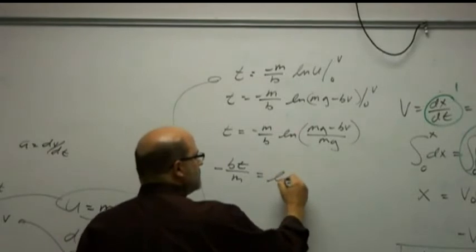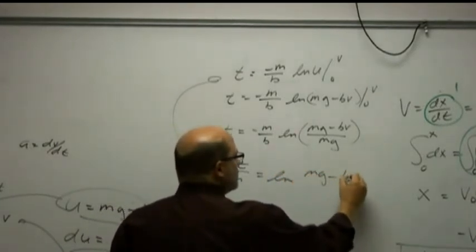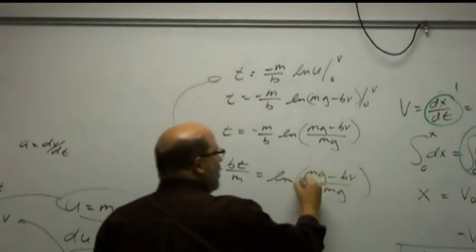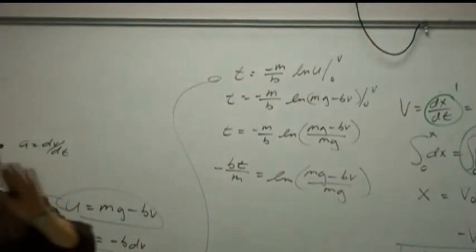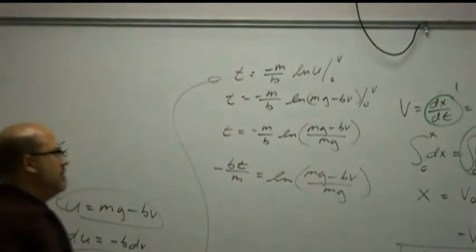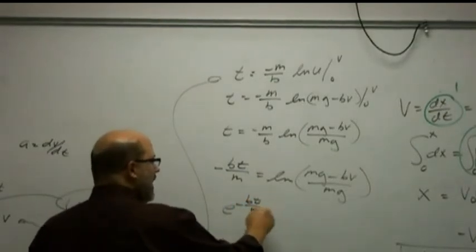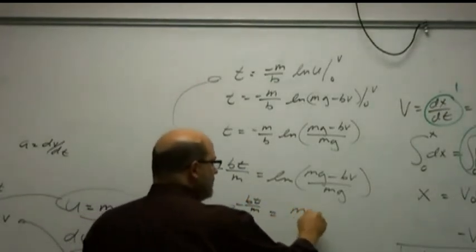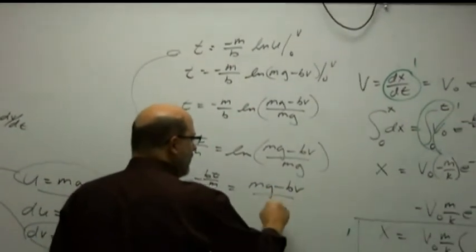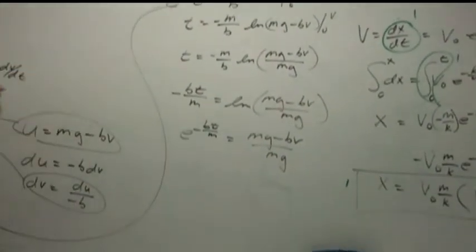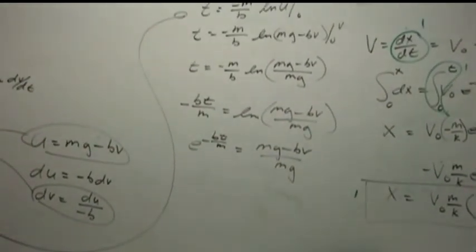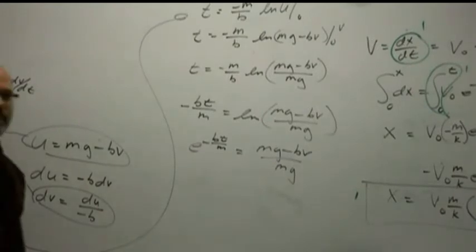We're trying to write an equation where v equals velocity. Plugging in the limits, and when you have subtraction of logs, e to the negative bt over m equals mg minus bv over mg. Now I just got to do math to get v. Multiply by mg, then subtract.